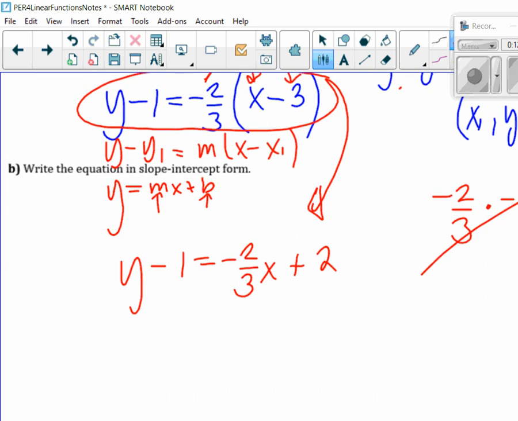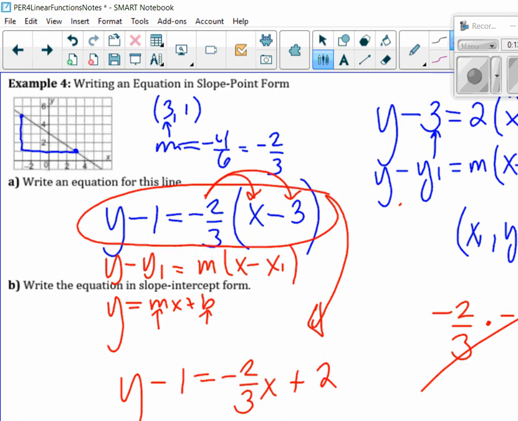Okay, what's my last step? I need to move the 1 over. So what's my final equation? y equals negative 2 over 3 x. If I move the 1 over, what does the 2 become? Plus 3. Let's look at our graph here. Is that plus 3 where the y-intercept is?